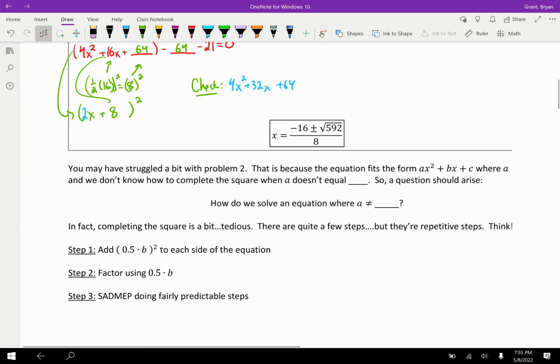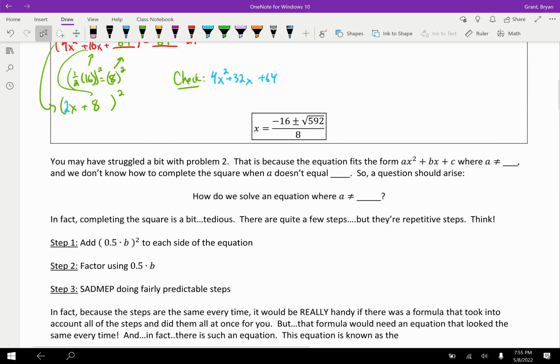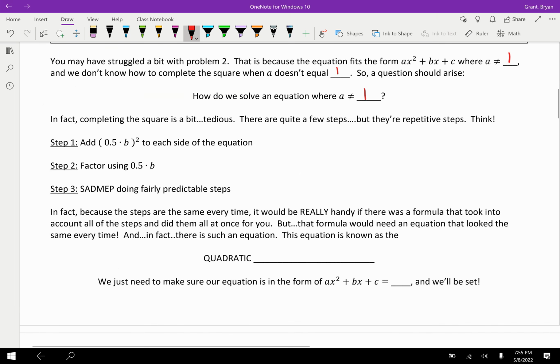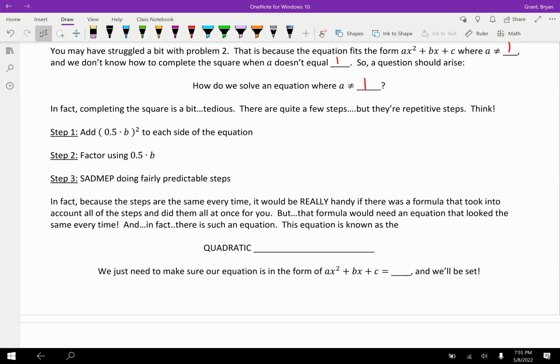So, a brief summary. We struggled a bit with problem 2, and that's because the equation fits the form ax squared plus bx plus c, where a is not equal to 1. And we don't know how to complete the square when a doesn't equal 1. So the question that should come up is, how do we solve an equation where a doesn't equal 1? Well, to answer that, we should realize that completing the square is a little bit tedious. There are actually a lot of steps, but they're predictable steps, right?